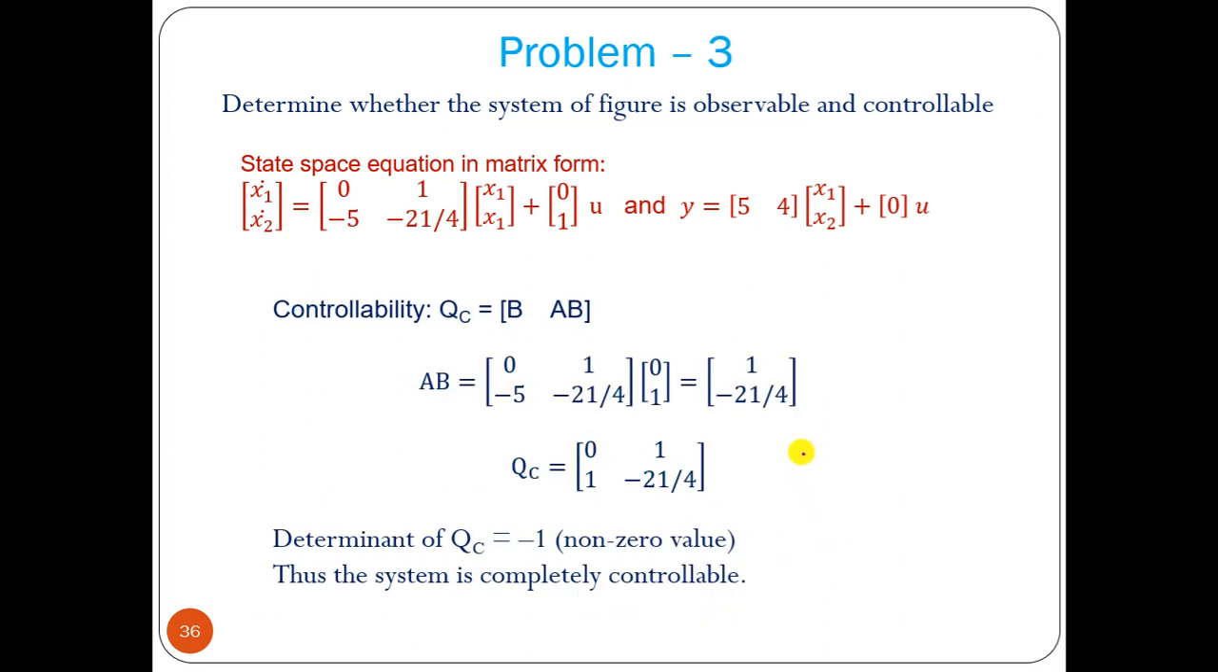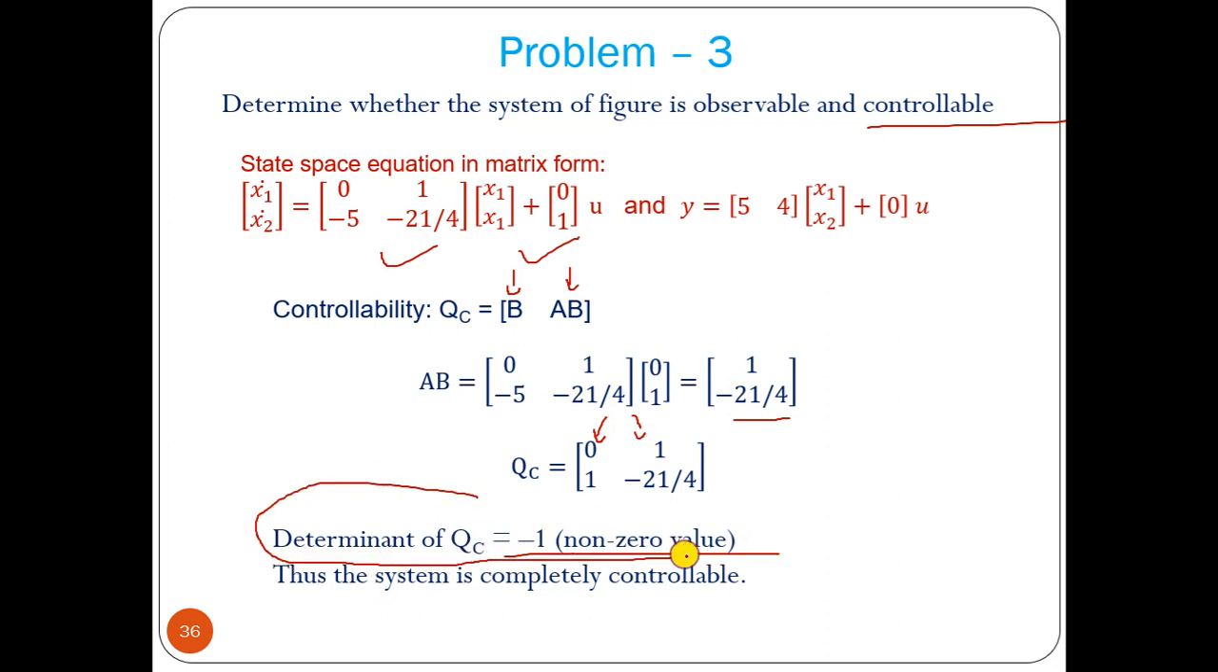Now to find controllability, we have to use the A and B matrices. A matrix is 2 cross 2, so we must have two columns, B and AB. AB we can find out, so this is 0 1, minus 5 minus 21 by 4, times 0 1. Then we put the B and AB values here, and it is 1 minus 1. So it is a non-zero value. The determinant of QC is non-zero, so it is controllable.